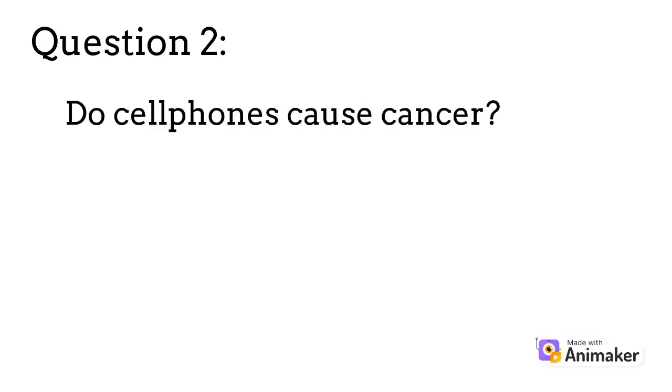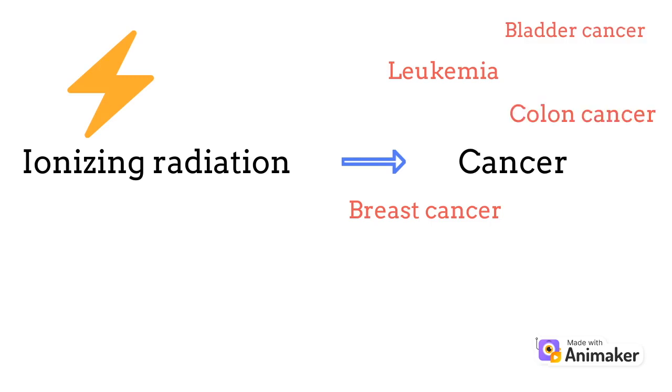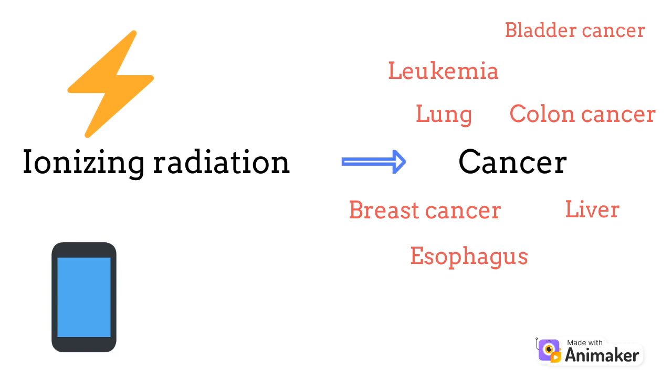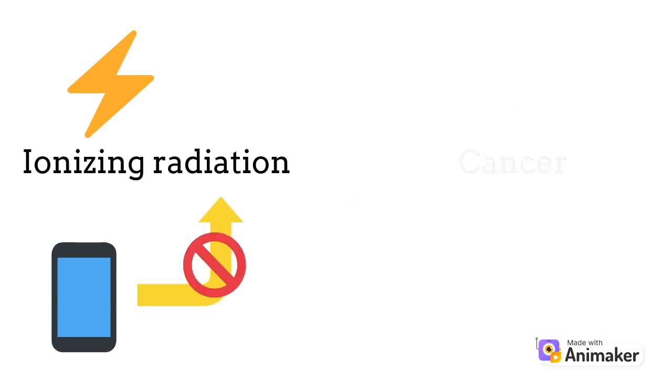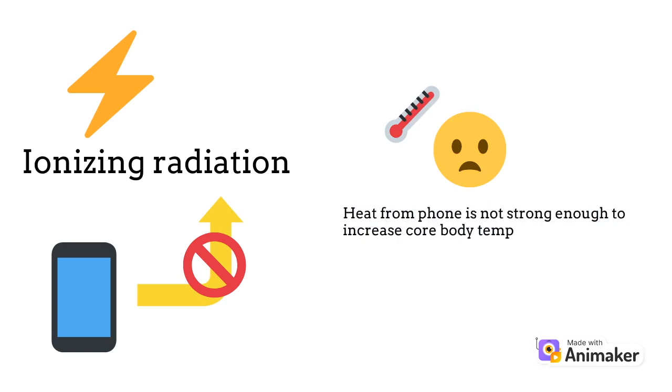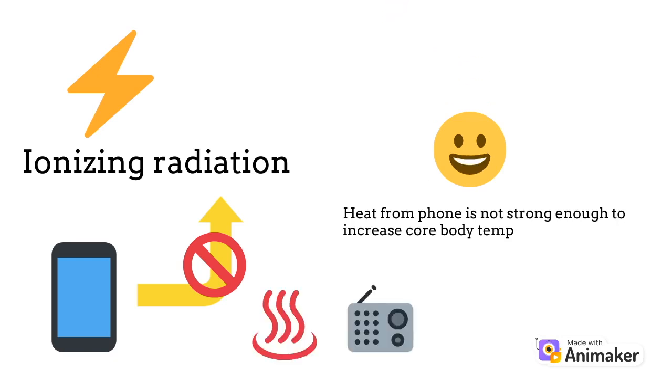The answer is no, as of now. There are associations between ionizing radiation and many cancers, particularly leukemia, breast cancer, bladder cancer, colon, liver, lung, esophagus, etc. Cell phones, however, emit radiation that falls within the non-ionizing range of the electromagnetic spectrum. The only concern that could viably come up with cell phones is the heating to a specific part of the body, notably the ear or the head. But this heat is not strong enough to increase the core body temperature and therefore doesn't have concernable effects. Other products that emit non-ionizing radiation include microwaves and radios.